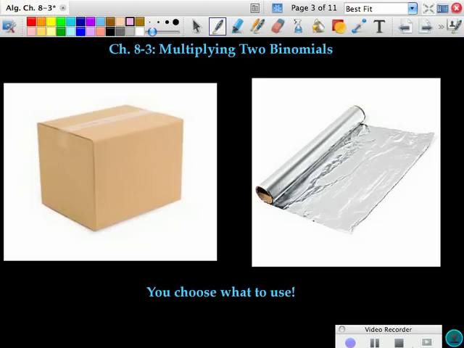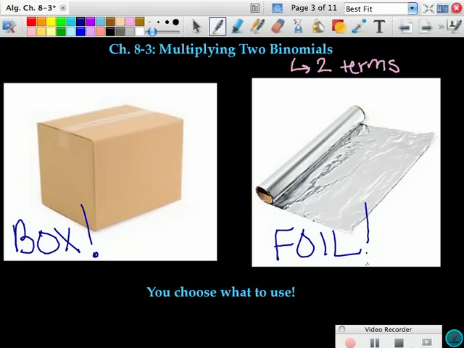Section 3, multiplying 2 binomials. Remember that binomials means 2 terms. So when we say we're multiplying 2 of them, then we have something plus something else multiplied by something plus something else. Obviously the plus could also be a subtraction sign, but we're just saying that we have 2 terms. We have 2 methods. Are you even ready for this? First, box method. And second, FOIL. Woohoo! Aren't you excited?